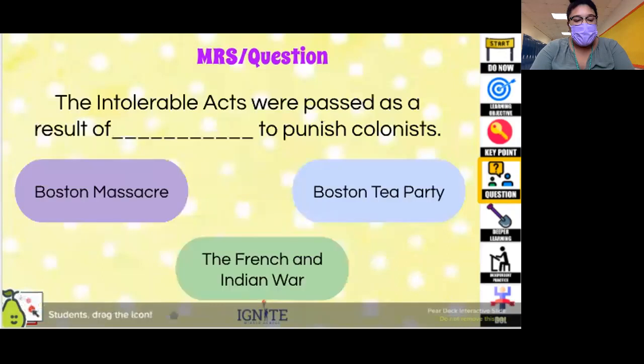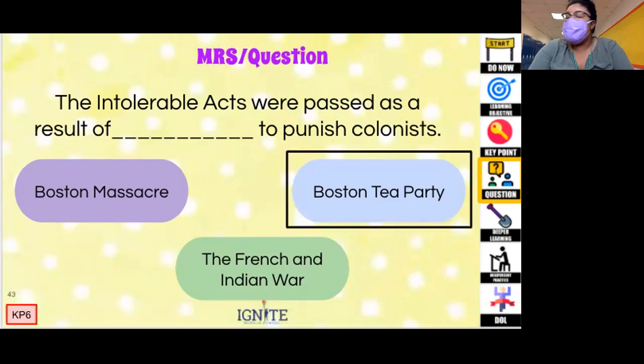Last question of the day. The Intolerable Acts were passed as a result of blank to punish the colonists. Boston Massacre, French and Indian War, Boston Tea Party. Which one of these happened that caused the British to pass the Intolerable Acts? All right, the correct answer for this one is the Boston Tea Party. So the Boston Tea Party caused the British to release the Intolerable Acts.